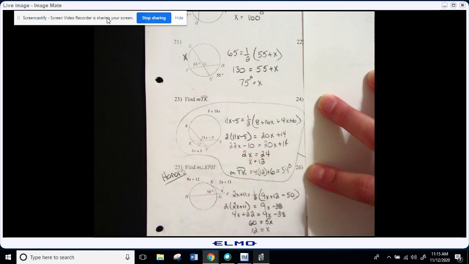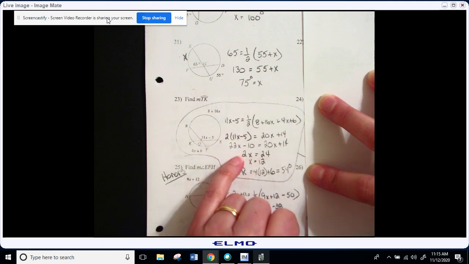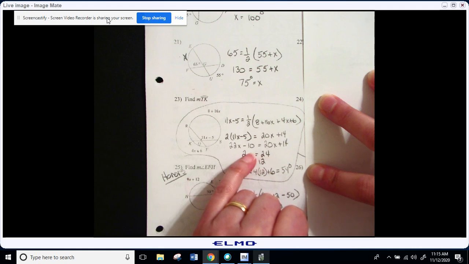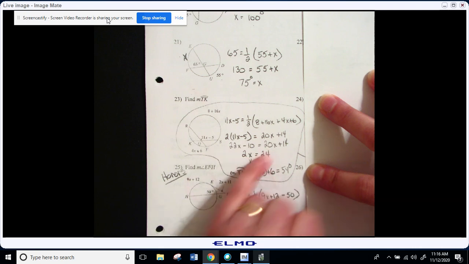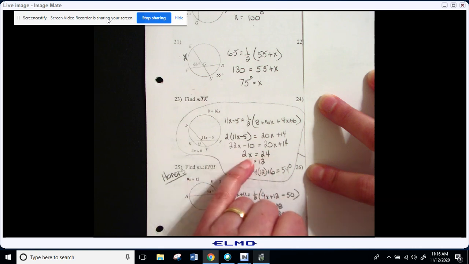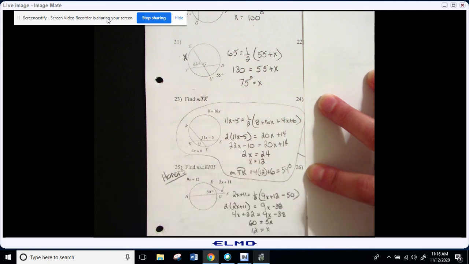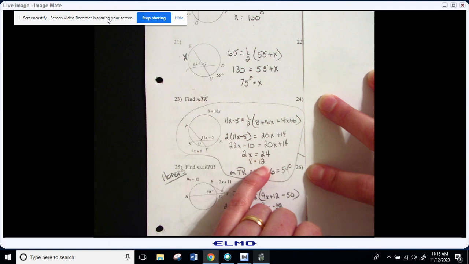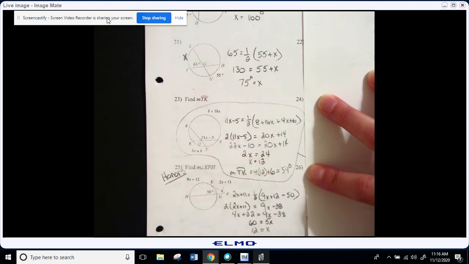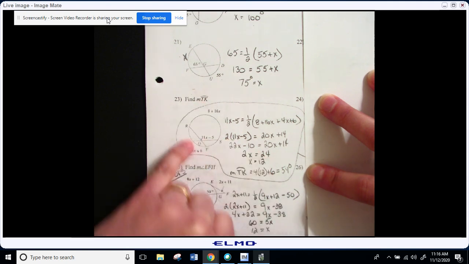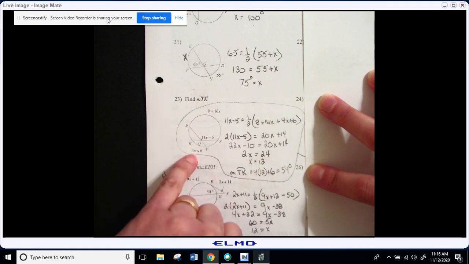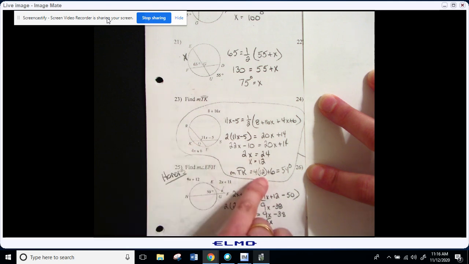Distributing, 2 times 11 is 22x. 2 times negative 5 is negative 10. Bring the 20x over here, leaves you with a 2x. Add the 10 to this side, gives you a 24. So your x is 12. Be careful. They want TK. TK is this guy, and that is 4x plus 6. So 4 times 12 plus 6, your answer is 54 degrees. Make sure you know what they're asking you to solve for in that case.